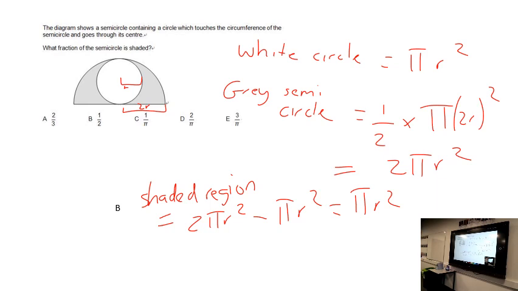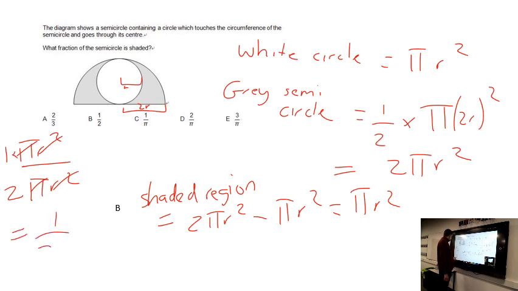Okay, and we're looking at the fraction of this. So the fraction would be the shaded region, pi r squared, over the semicircle, so that's going to be 2 pi r squared. So cancel, we've got r squared on both sides, we've got pi on both sides, so we're just left with 1 over 2. So your answer is B.